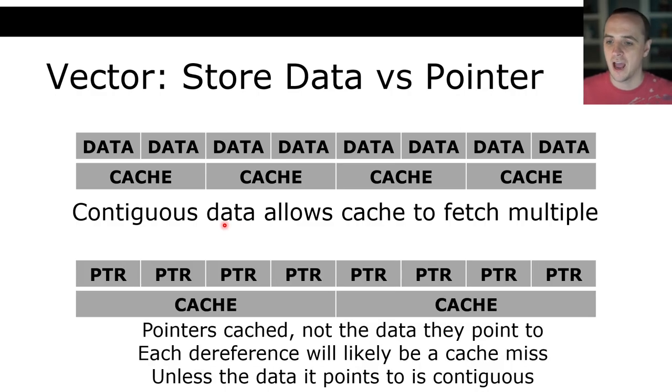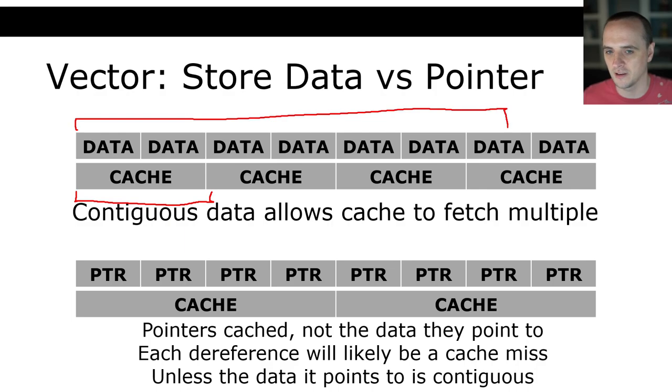And so this contiguous data allows the cache to fetch multiple indices of this data at a time, which is exactly what we want. However, if we store pointers to data in our vector, the pointers themselves, like the memory addresses, will be cached, but the data they point to is probably not contiguous. So every dereference of these pointers will likely be a cache miss, unless somehow, magically, or if you're using some memory pooling thing that we haven't talked about yet, this is going to be the slower approach, okay? Unless your data is really large, like for example, if your cache is this big and your data is this big, well, you're not getting cache hits anyway, so you might as well store pointers to it, okay?